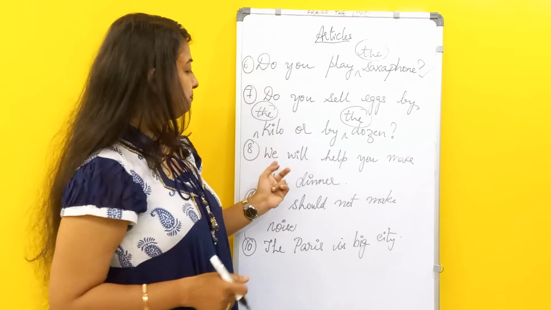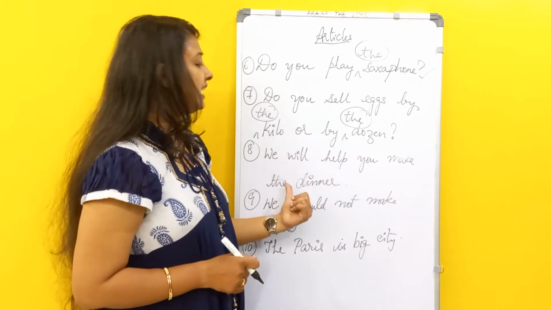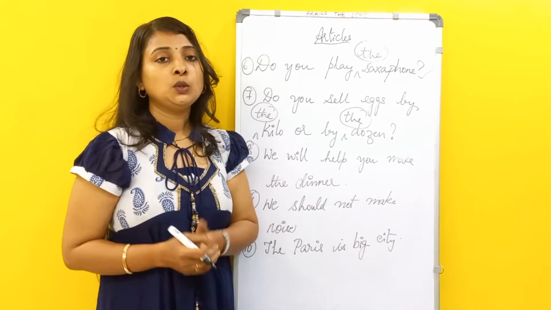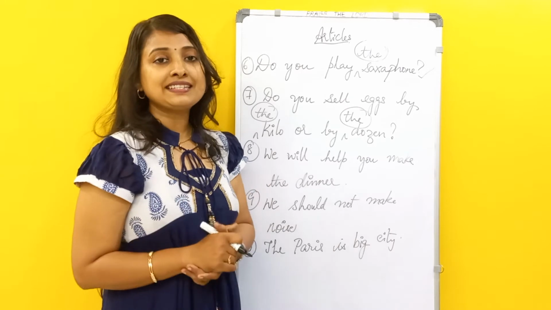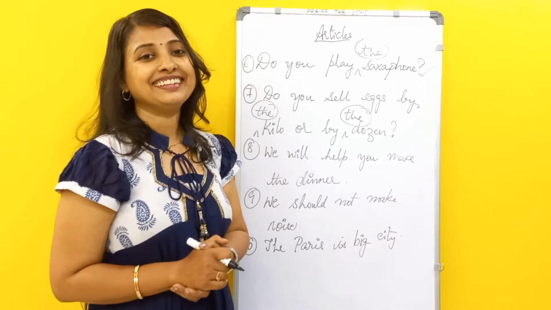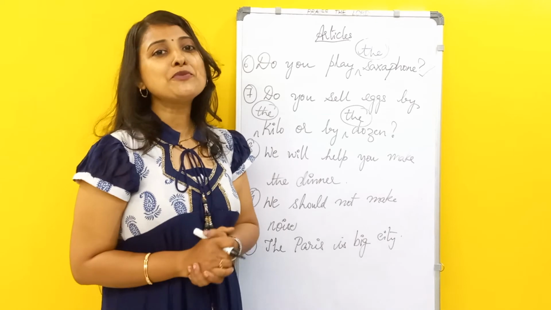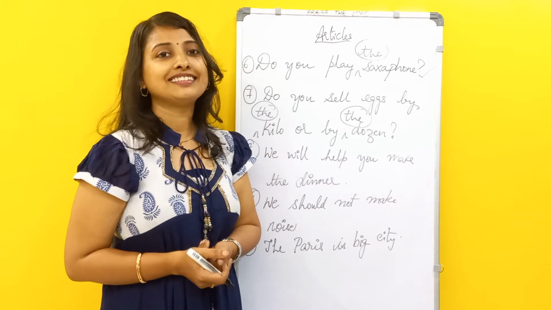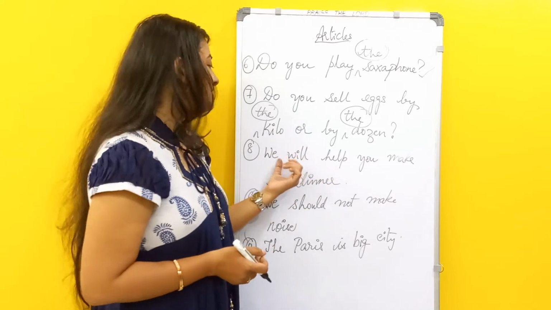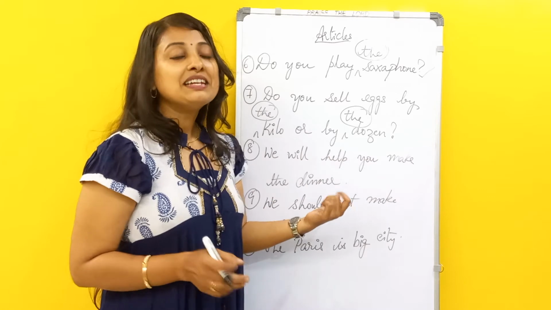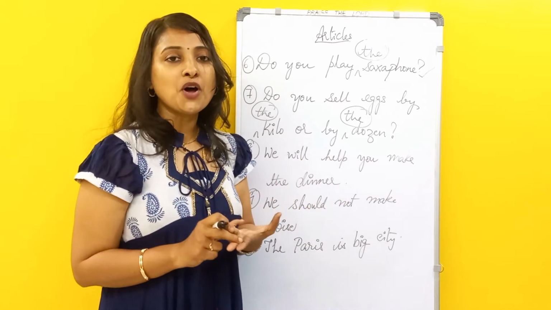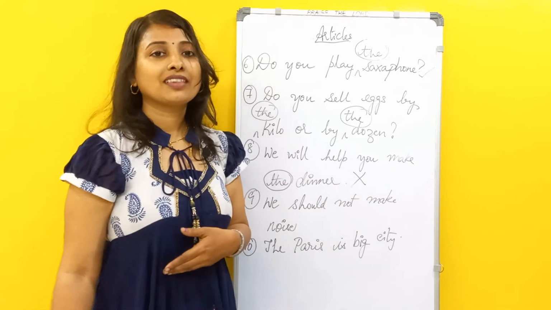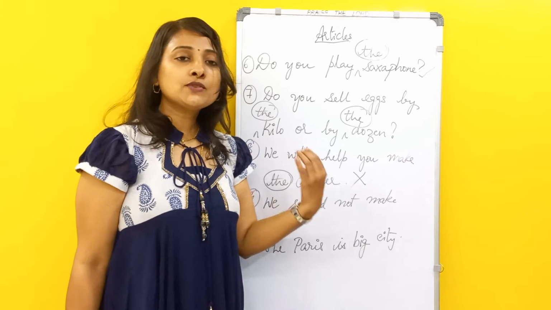Right? Next. We will help you make the dinner. Is it correct? What do you think? Some of you might think it is correct. Some of you might think it is wrong. But it is wrong. Okay? This is a wrong sentence. Will you help me make dinner? So, you have to remember here. Why is it wrong? Because we use the definite article the here, it became wrong.